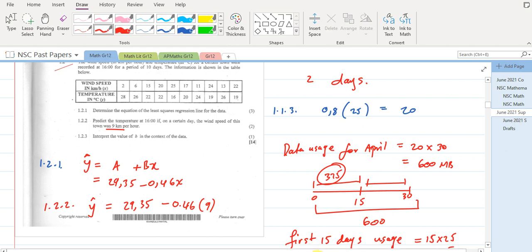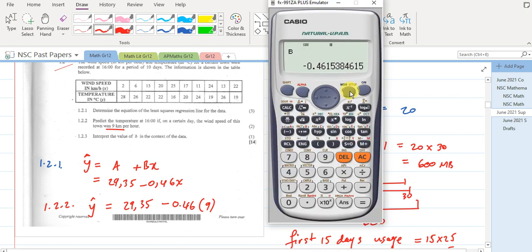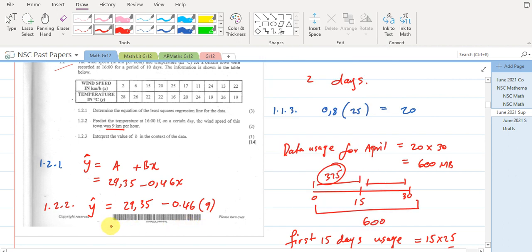Okay, so I can exit this mode because I have all my data already. So what we have is 29.35 minus 0.46 times 9. Wind speed is 9, and what's the temperature? 25.21 degrees Celsius, approximately 25 degrees Celsius, right?